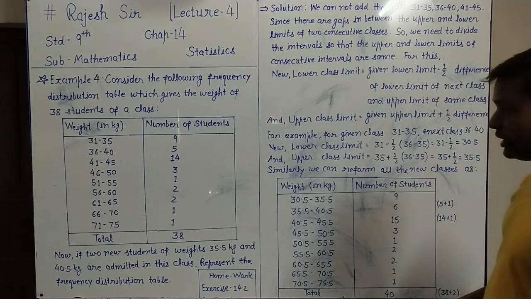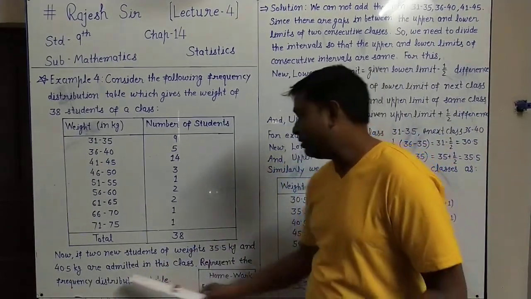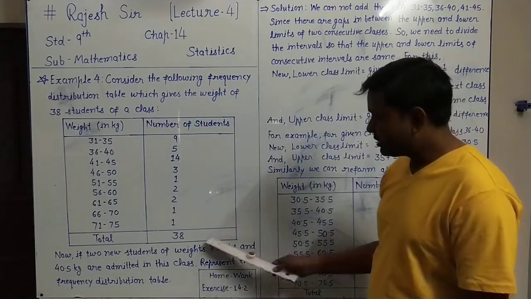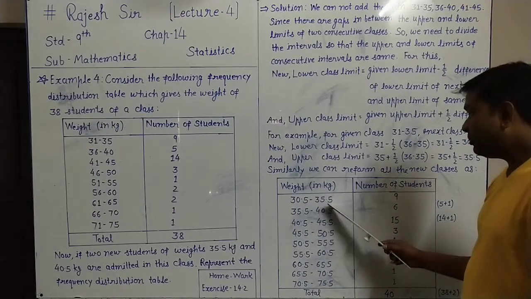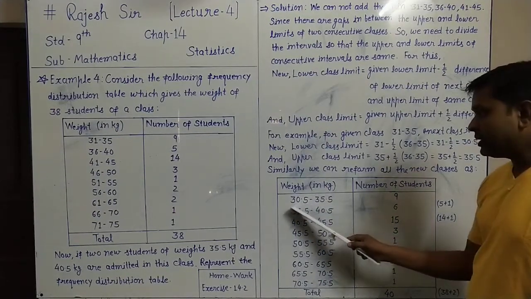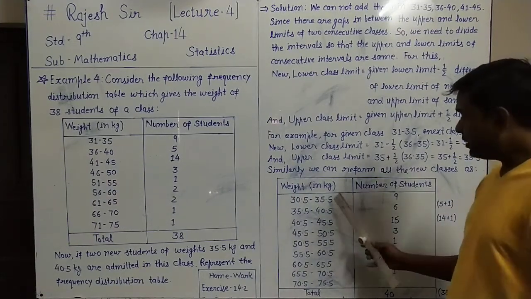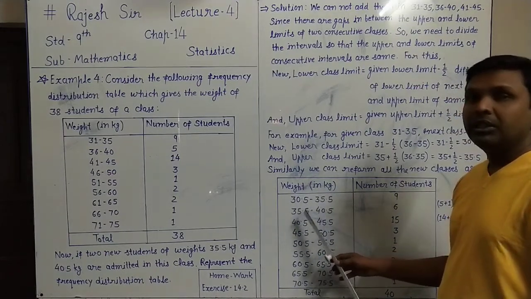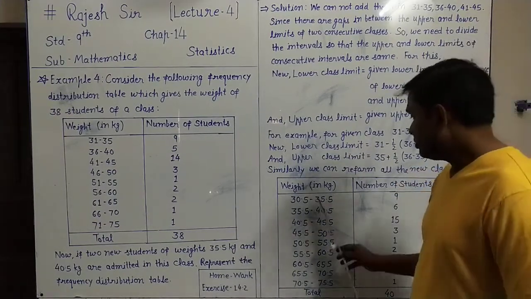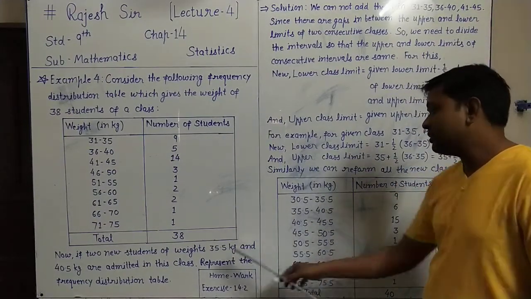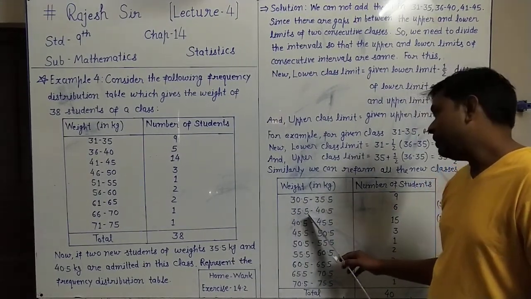Here, what we have to do is represent the data by adding two students having the weights of 35.5 and 40.5. So first we want to add this 35.5 kilogram weight. Now the question is, 35.5 is here also as well as here. So conventionally, we don't take the same number in the upper limit. In the lower limit, if it is there, we have to consider the number.